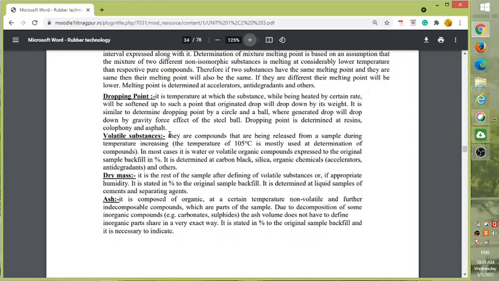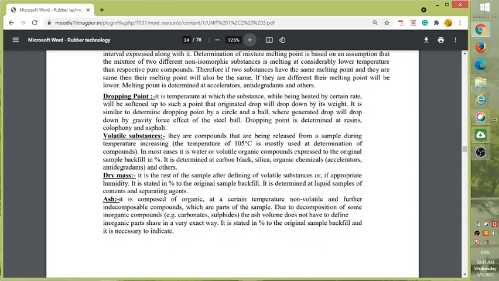In most cases, it is water. Water gets evaporated first. Now, dry mass. It is the rest of the sample after removing the volatile substances. So once you get the amount of volatile substances, you simply subtract it from the weight of the sample, and you get dry mass, or if appropriate, humidity.